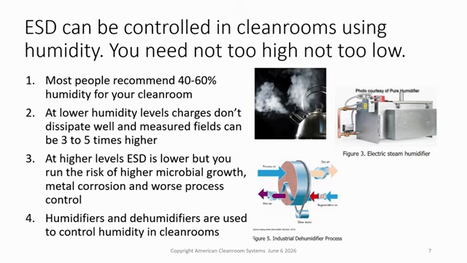ESD can be controlled in cleanrooms using humidity. You want the humidity not to be too high or too low. Most people recommend keeping the humidity between 40 and 60% in your cleanroom. At lower humidity levels, the charges don't dissipate well, and measured fields can be 3 to 5 times higher than at good humidity levels. At higher humidity levels, ESD is lower, but then you have the problem of higher microbial growth, metal corrosion, and process control. Finally, humidifiers and dehumidifiers are used to control humidity in cleanrooms.